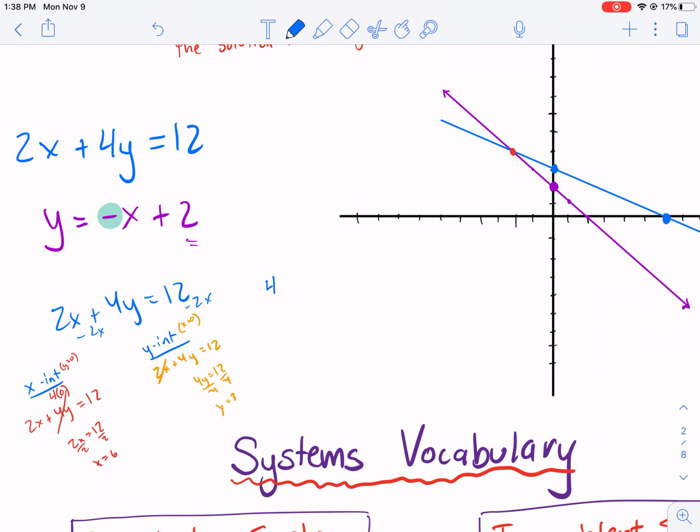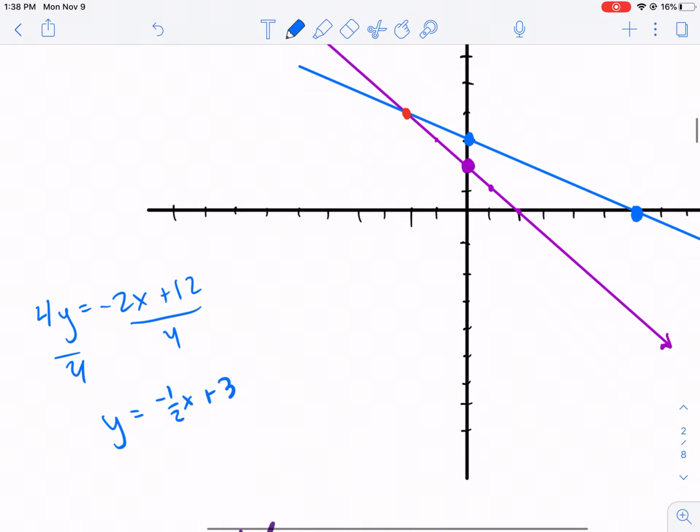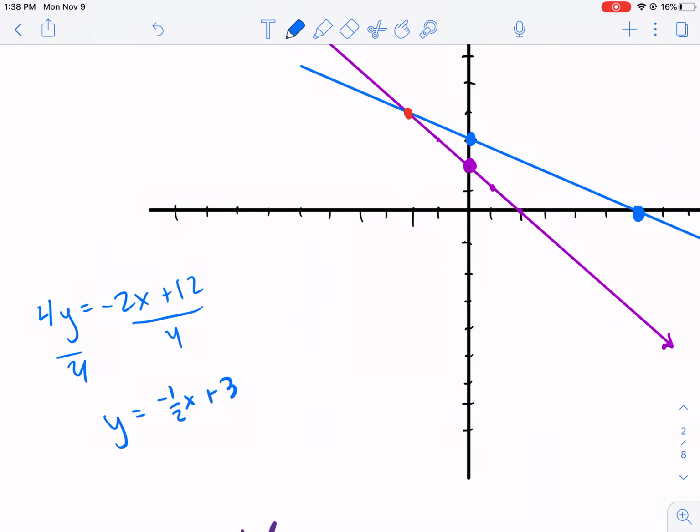So I'm going to subtract 2x from both sides. You get 4y equals negative 2x plus 12. Divide by 4 to both of those. I get y equals, okay, negative 1/2 x plus 3. As you see, I got my y-intercept of 3. Now I'm going to go in reverse.